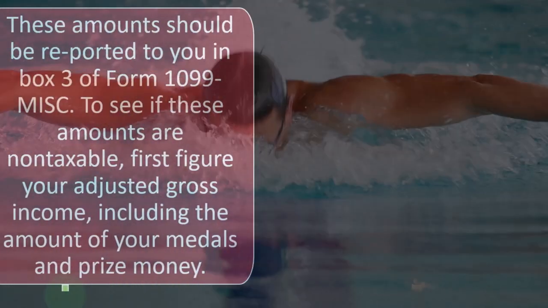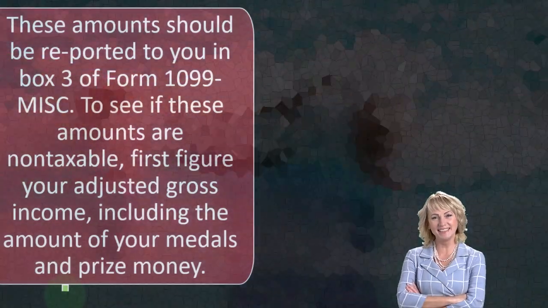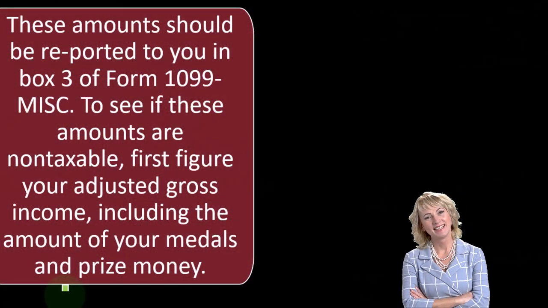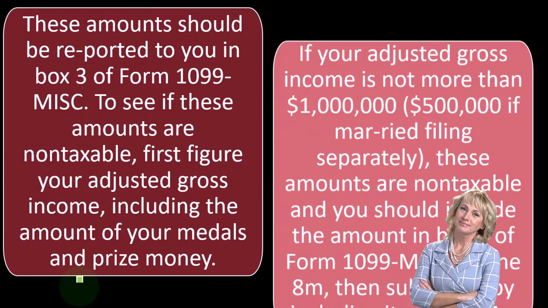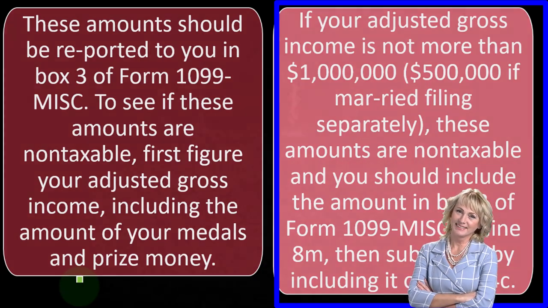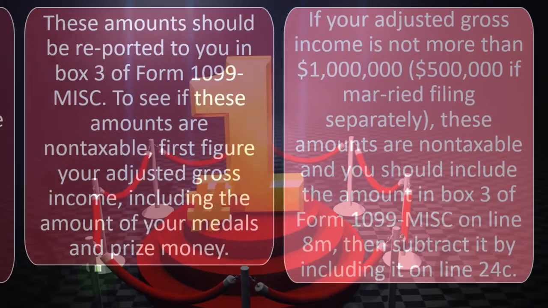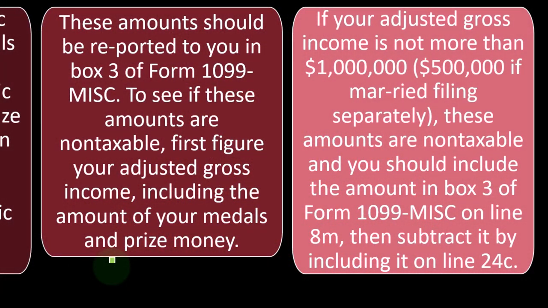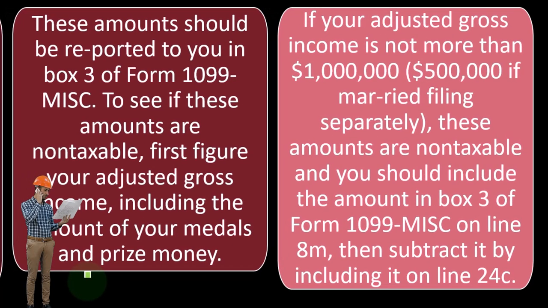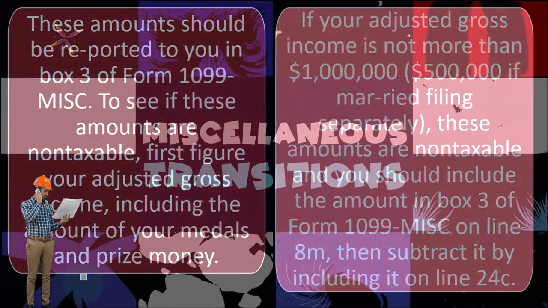These amounts should be reported to you in box 3 of form 1099-MISC. To see if these amounts are taxable, first figure your adjusted gross income, including the amounts of your medals and prize money. I think that's good, because we need to be number one in the Olympics and Paralympics and everything. If your adjusted gross income is not more than $1 million, or $500,000 if married filing separately, these amounts are non-taxable, and you should include the amount in box 3 of form 1099-MISC on line 8M, then subtract it by including it on line 24C.